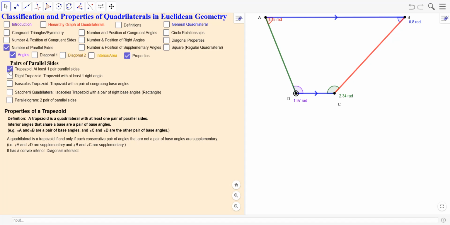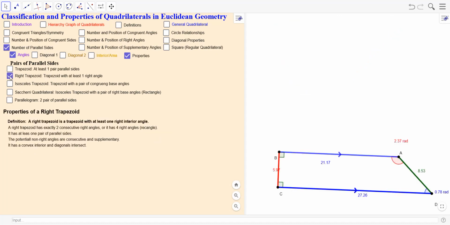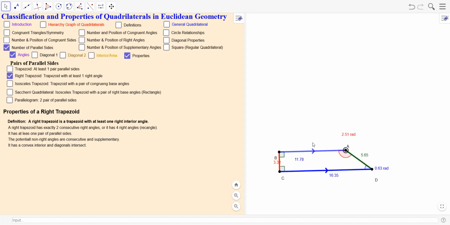So that's trapezoids. Now we've got some special kinds of trapezoids. One is a right trapezoid. That's a trapezoid with at least one right angle. And one of the properties we see is that it's going to have at least one other right angle as well. In fact, it'll either have exactly two, or exactly four, where it's a rectangle, or it'll be like this, where we have a right trapezoid.